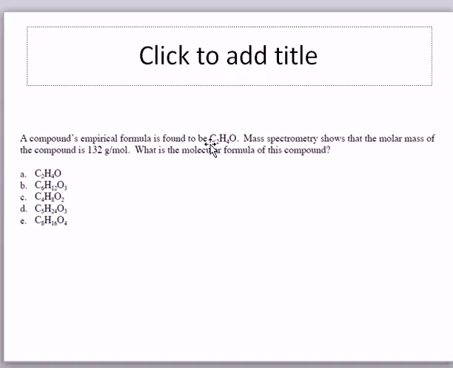So what are we at? We're at 24 plus 4, you're at 28 plus 16, so you are at 44. And that looks like a 3-to-1 relationship. So quickly you would say, it looks like B, right? Because that's 3x the empirical formula. So that's how you would step through the difference between the empirical and the molecular formula.